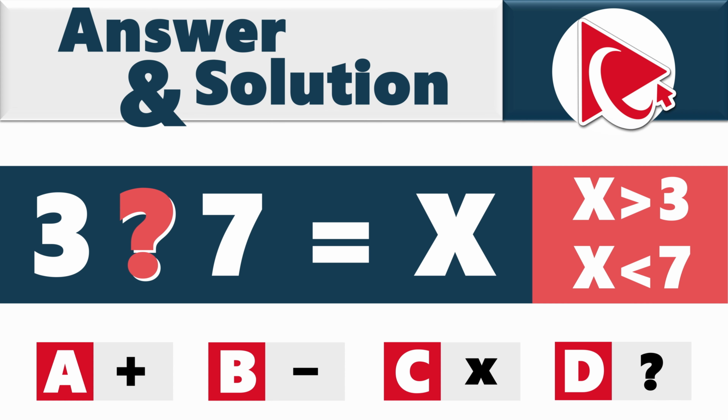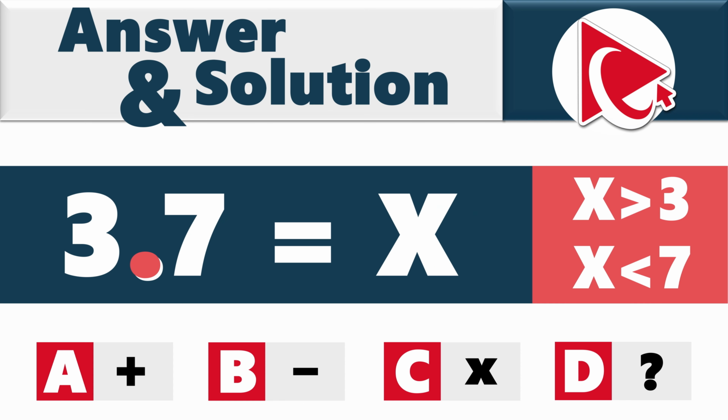Does this ring a bell? That there is no sign here that actually solves this challenge. That's because these signs are too basic for this puzzle party. Here comes the hero, the dot sign. Sneaky and clever, it slides between 3 and 7, turning them into the cool team of 3.7.